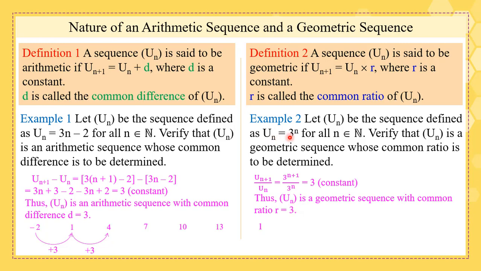Let's see some terms. For n equals 0, we get 1. For n equals 1, we get 3. For n equals 2, we get 9, and so on, 27, 81, 243. And you can see here that we are always multiplying by a certain constant, which is 3, and this is the meaning of a geometric sequence.